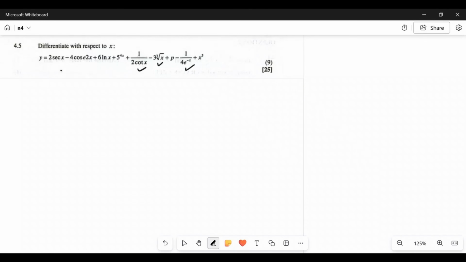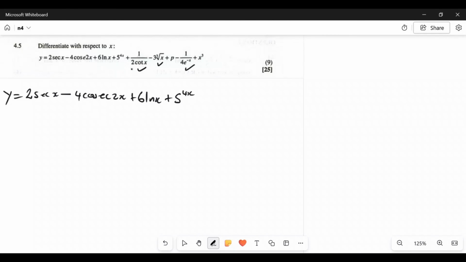So I'm going to rewrite the whole of this polynomial so that we are able to differentiate. So we're going to have y is equal to, let's look at the first term. We have 2 sec x. There's no simplification required. We're going to write 2 sec x. There we go. Minus the second term, we have 4 cosec 2x. So it's going to be minus 4 cosec 2x. No simplification required. The third term, we have plus 6 ln x. No simplification is required as well. And then we have the fourth term, we have 5 to the power of 4x.